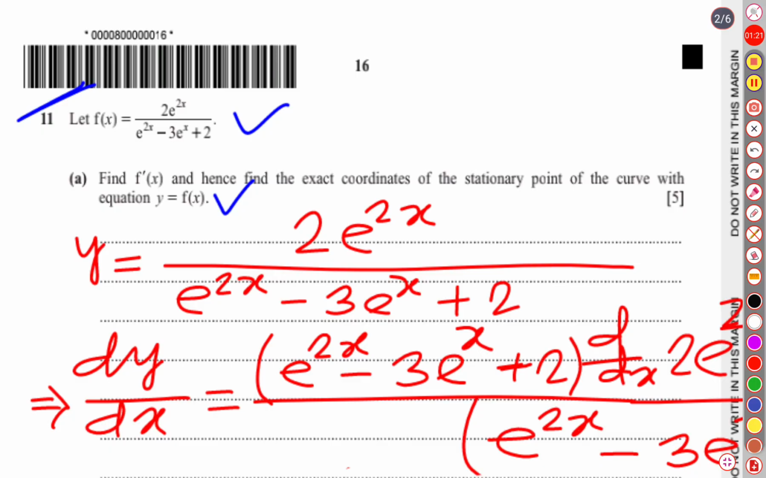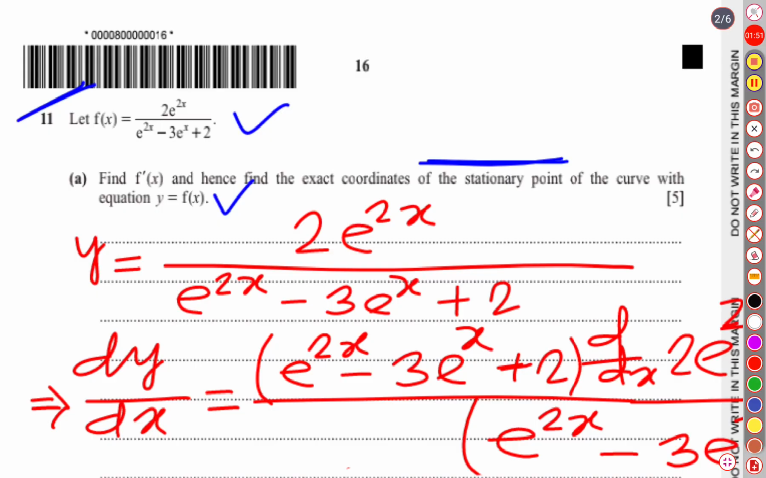So the clue word is actually stationary point. Whenever the word stationary point is mentioned, we will have to find the derivative. In case of a stationary point, or a maximum point or minimum point, first of all we will find the derivative, and the derivative must be equal to 0. So we have already decided that we will have to find the derivative.